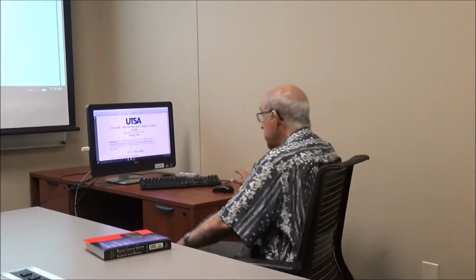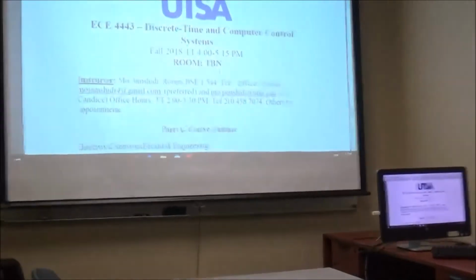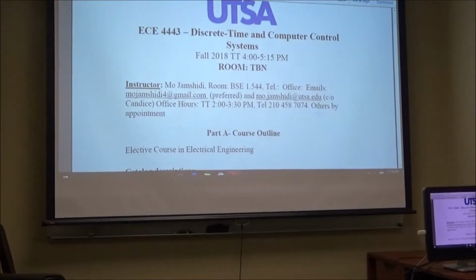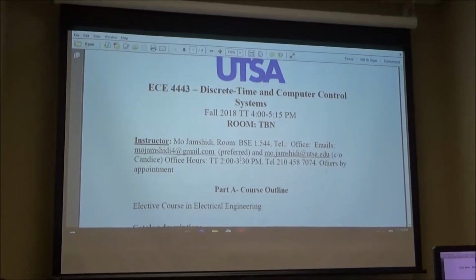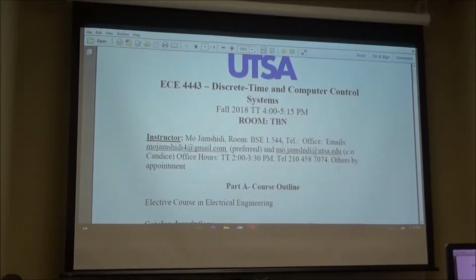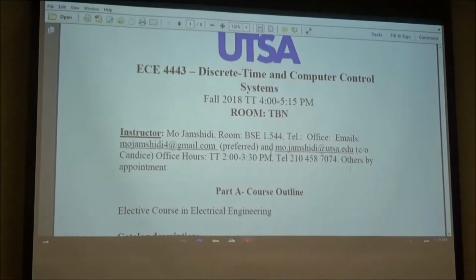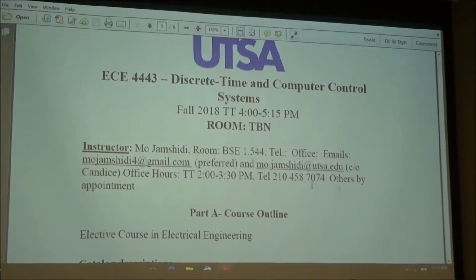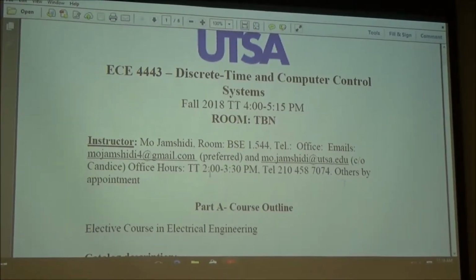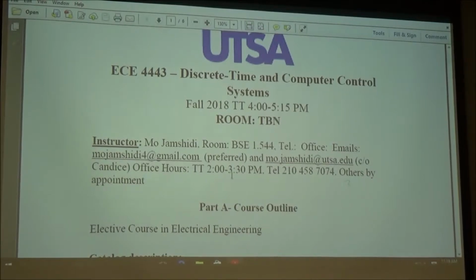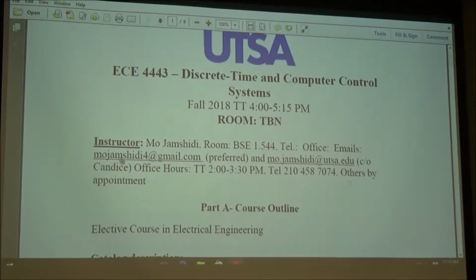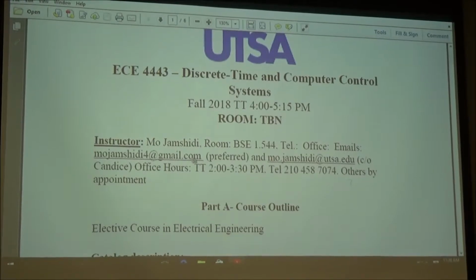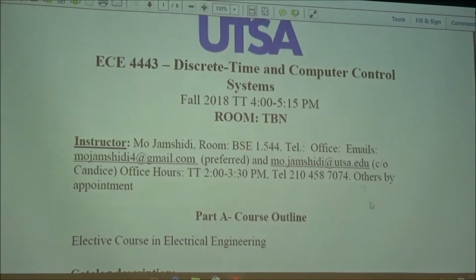So let's go to the book by Franklin and others. But before that, let me walk you through the outline of the course. This is my office location, BSE 1.544. My office telephone is extension 70474, and my office hours are Tuesday and Thursday 2 to 3:30. My preferred email address is mojamshidi4@gmail.com, but you can also send it to UTSA.